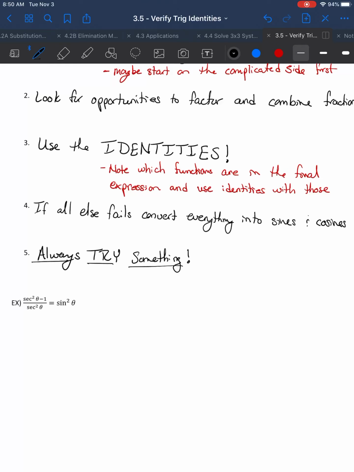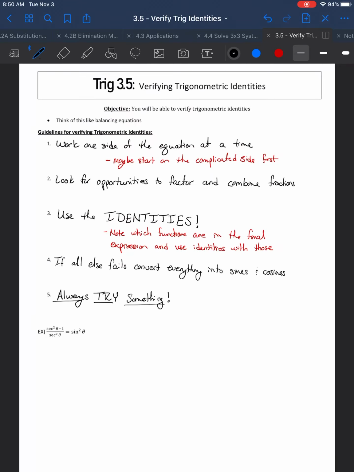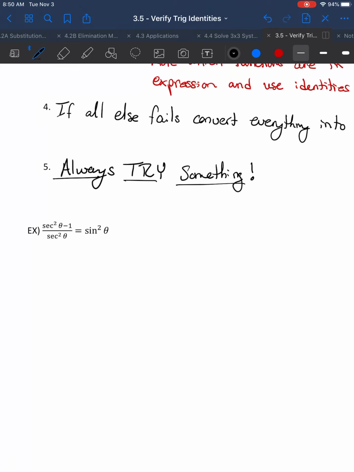Always try something, okay? You are never going to get an answer if you just look at it and say, nope, don't know what to do. I know that sounds really sassy of me, but I promise, you have to try something. If you hit a dead end, that's what erasers were made for. Erase and try something different, okay? So when I begin working through these, know that there is more than one correct way to go about these. So many different correct ways, okay?